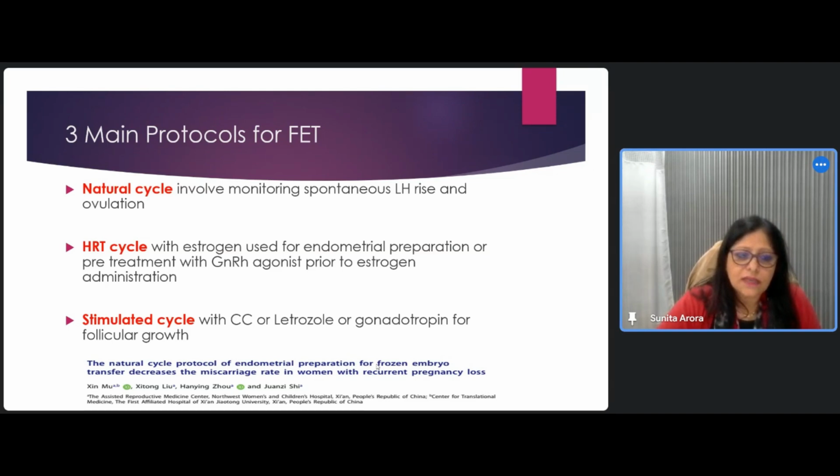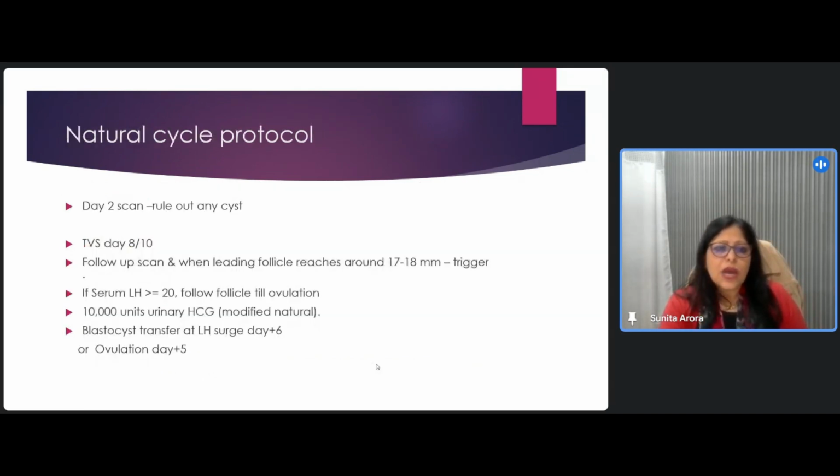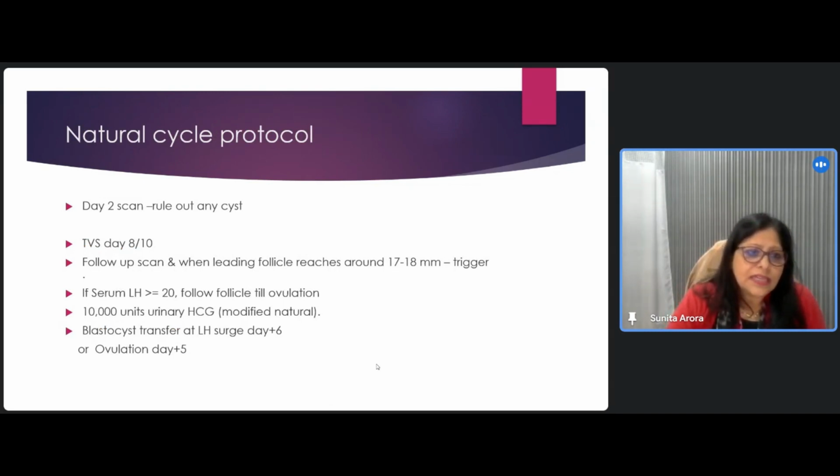That is natural cycle. HRT cycle, as the name signifies, is hormone replacement therapy cycle with estrogen used for endometrial preparation, or sometimes some people give pre-treatment with GnRH agonist, which is typically given on day 20, 21 of the previous cycle prior to estrogen administration. That is HRT cycle. And then there is stimulated cycle, which can be in the form of CC or letrozole stimulation, or sometimes mild gonadotropin stimulation is given for follicular growth. And then the embryo transfer is done. So now let's look at them one by one in a little detail.